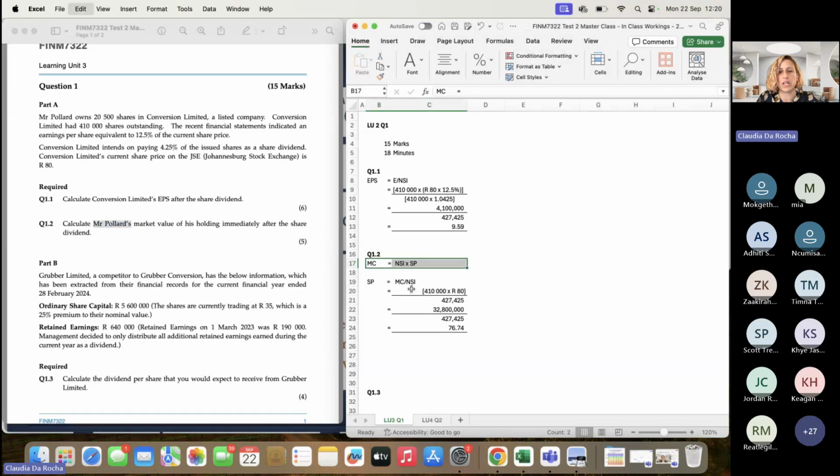So again, we have to go back to here. What is the market value? Okay. What is the number of shares? Okay, so what is the number of shares for Pollard? Okay, so Pollard's number of shares is the 2,500. But we have to increase those shares by the 4.25% because he, as a shareholder, would have received a scrip dividend or share dividend. Okay, so we have to times it by the 1.0425. Okay, and then we're going to times it by the share price that we calculated. Okay, please remember this is what is tricky about this question.